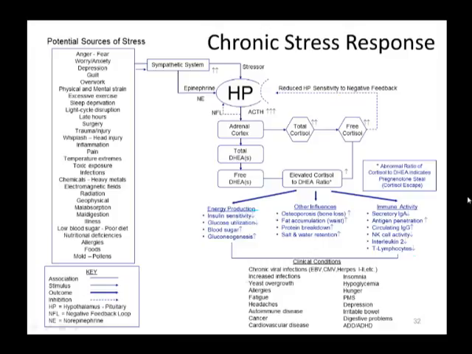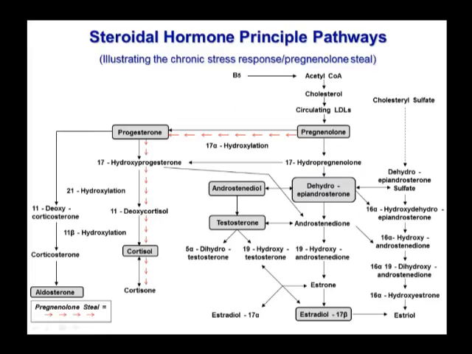This shifting principle of the cortisol to DHEA ratio being skewed is called pregnenolone steal, also called cortisol escape. Let's look at this a little bit further. This chart is the principal pathway of steroidal hormone production in the body. Notice up on top we have B5 leading into acetyl coenzyme A. You've probably heard of acetyl coenzyme A because it's also a cofactor in energy metabolism. But notice also that acetyl coenzyme A feeds into cholesterol.